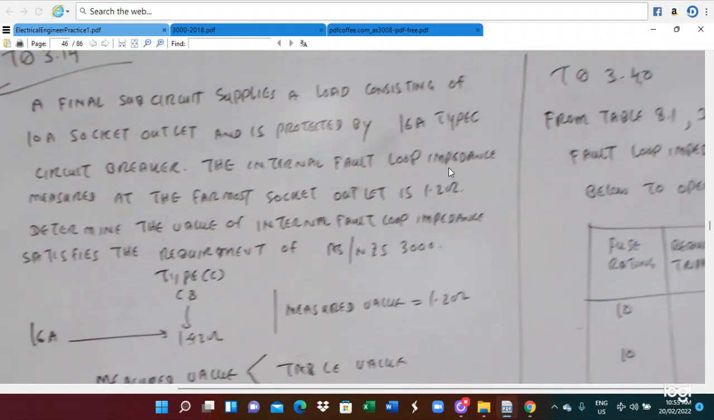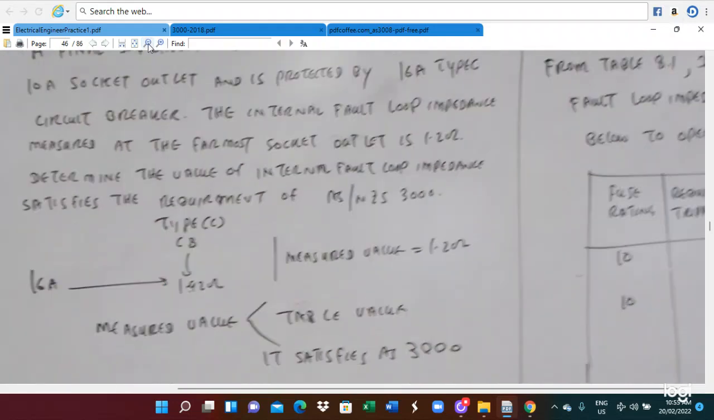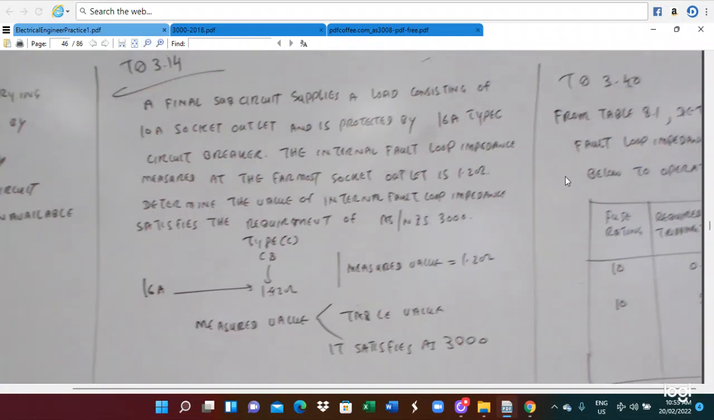Okay, this problem: find a circuit supplying a load consisting of a 10 ampere socket outlet, protected by a 16 ampere type C circuit breaker. The internal fault impedance measured at the point of short circuit outlet is 1/2 ohm. We have to determine whether the value of the internal fault impedance satisfies the requirement of AS/NZS 3000.